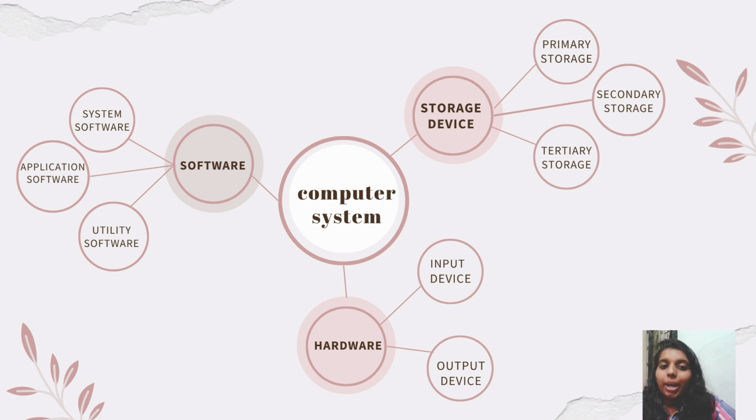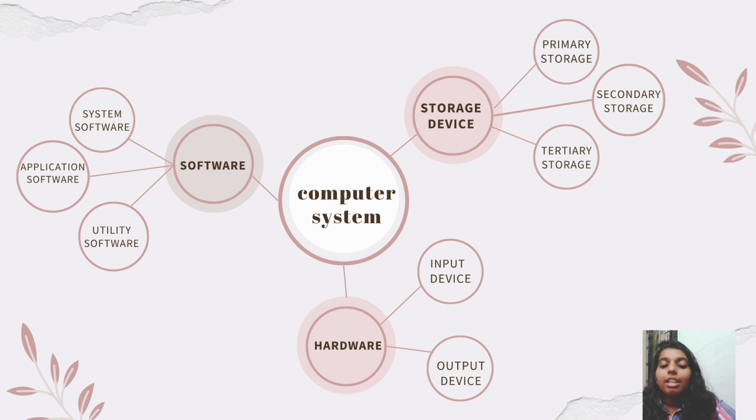Software. Software is like the brain of the computer. It gives instructions and programs that tell the hardware what to do. It is of three types: system software, like the operating system, application software, like Microsoft Word or browsers, and utility software, like antivirus programs.